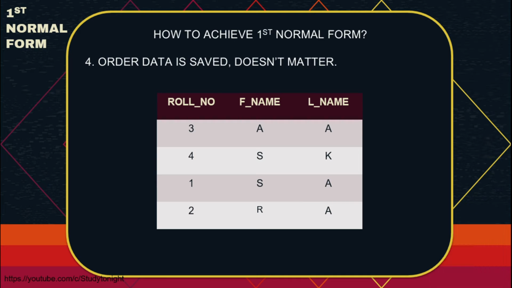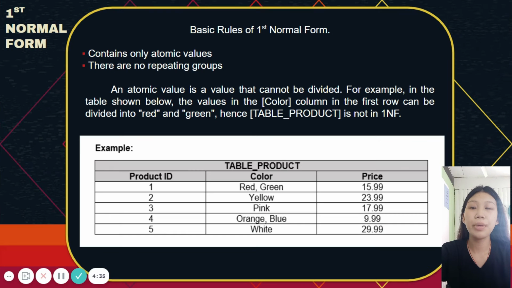Thank you. So there are two basic rules of first normal form. First, it contains only atomic values. The second is there are no repeating groups. An atomic value is a value that cannot be divided. For example, in the table shown, the value in the color column in the first row can be divided into red and green. Hence, the table product is not in the first normal form.